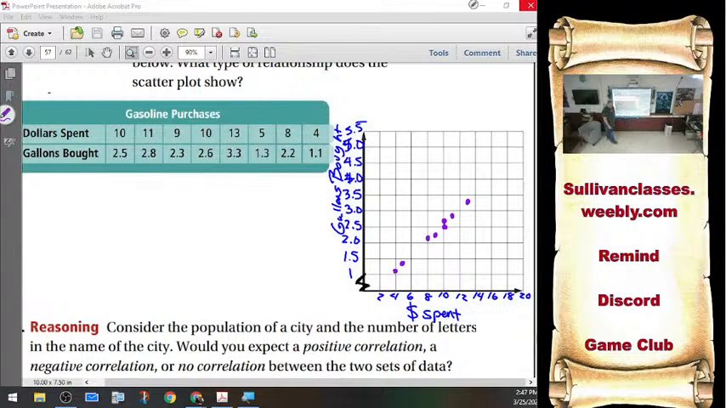Boy, howdy, does that look like a line? That looks very linear to me. And that line, like Dominic said, has a positive slope to it. So I'll say there is positive correlation. As money goes up, gallons increase. The more money you put into the pump, the more gas you get.